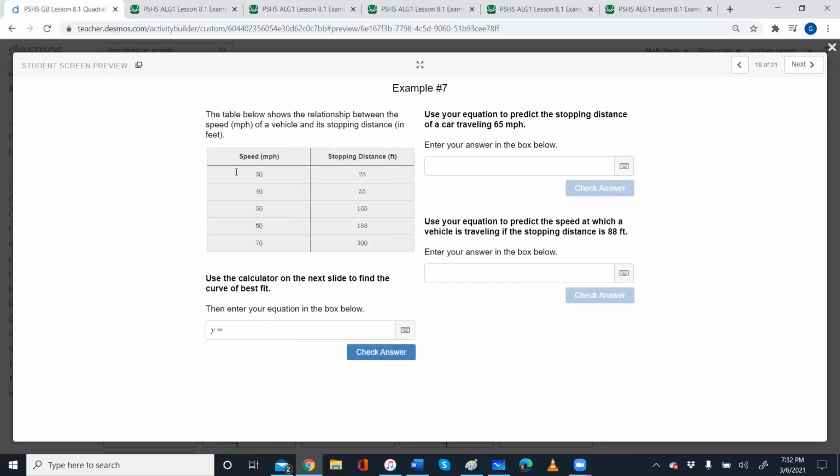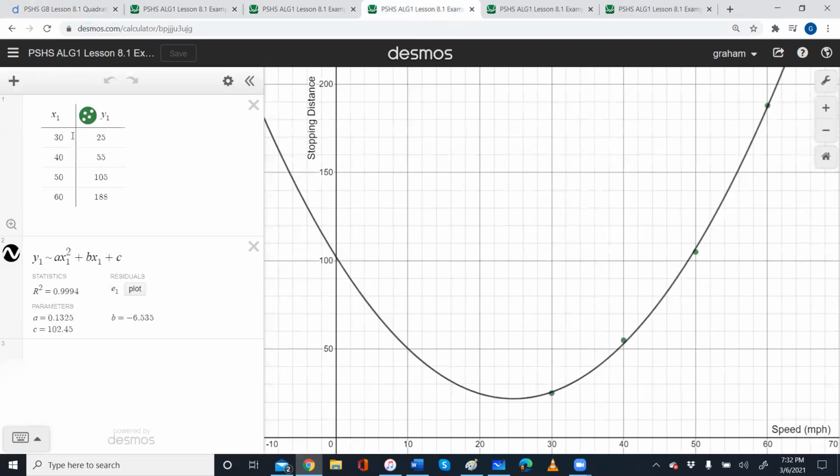I think this also has a little prediction here. The table shows the relationship between the speed of a vehicle and its stopping distance in feet. So obviously the faster we go, it takes longer to stop. And I have this one typed in as well. There we go. There's our values. There's our speeds. I typed in the equation. And you can see from here, you've got A, B, and C. Notice also, this is pretty good here. You can see that most of these points seem to lie pretty well on this curve here. So the equation will be 0.13 x squared minus 6.53 or 6.54 x plus 102.45.